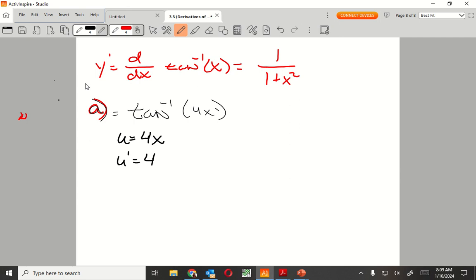So now I'm going to do my inverse tangent of u. So just use my formula on this one. So that's going to leave me 1 over 1 plus.